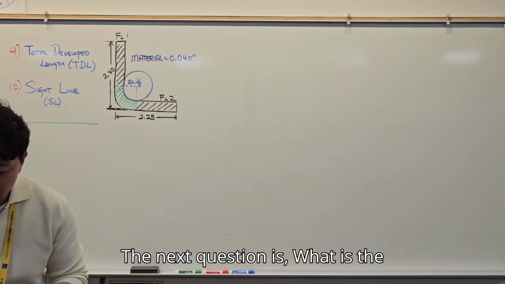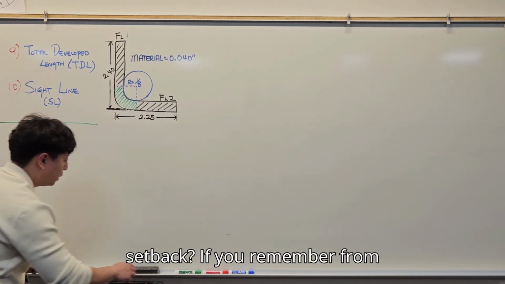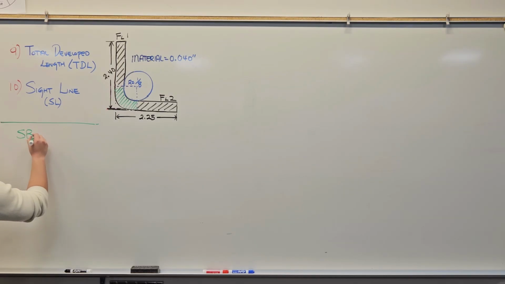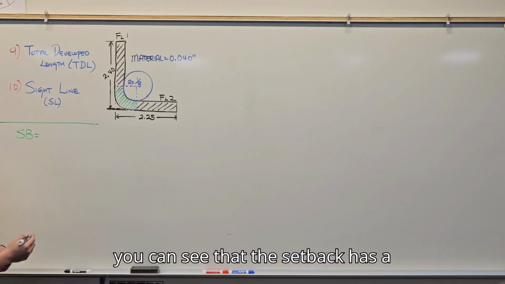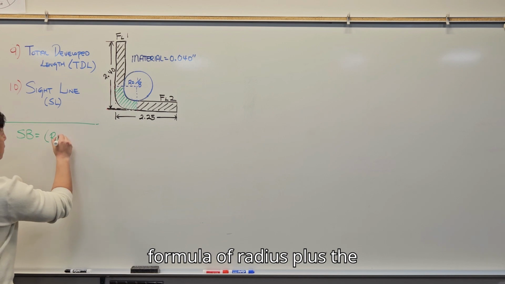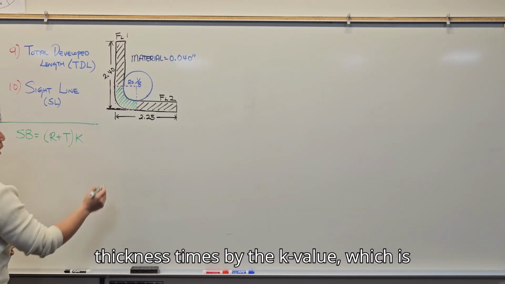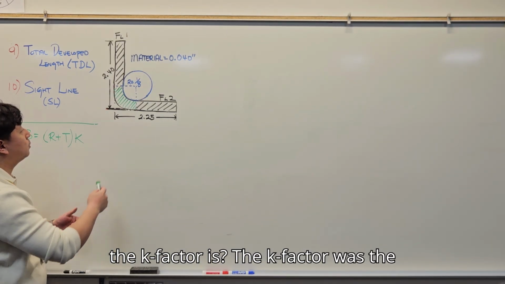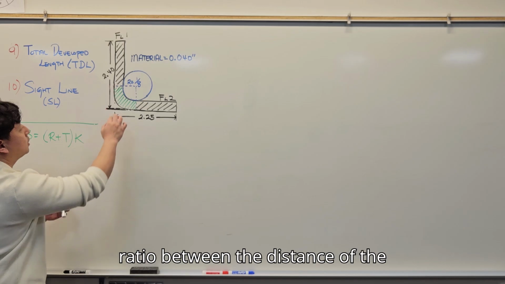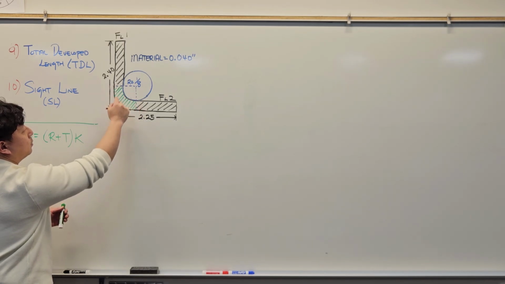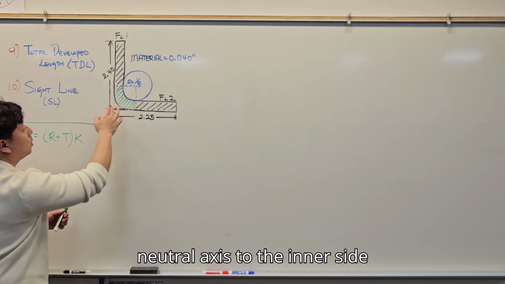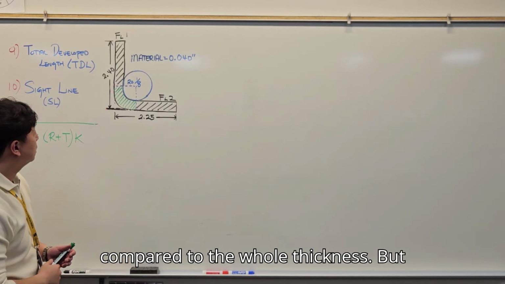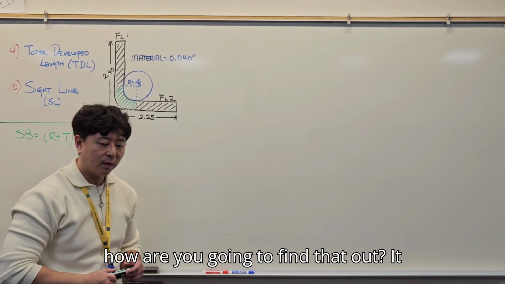The next question is, what is the setback? If you remember from my last video, the setback has a formula of radius plus the thickness times the K value, which is our K factor. Do you guys remember what the K factor is? K factor was the ratio between the distance of the neutral axis to the inner side compared to the whole thickness. All right? But how are you going to find that out?